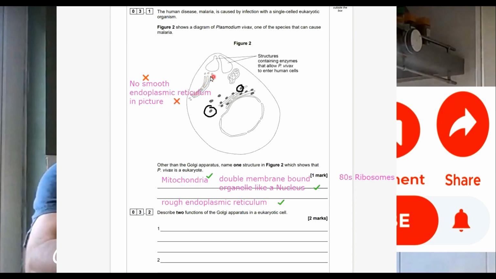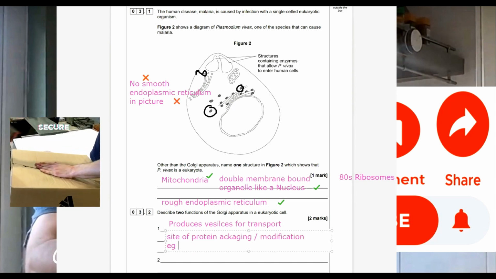So 3.2, describe 2 functions of the Golgi apparatus in a eukaryotic cell. We can see here they produce vesicles for transport. Of course, things go to and from the Golgi apparatus. I'm circling here, they go to the membrane for exocytosis, etc. It's also the site of packaging and modification of proteins. So packaging or modifying proteins.